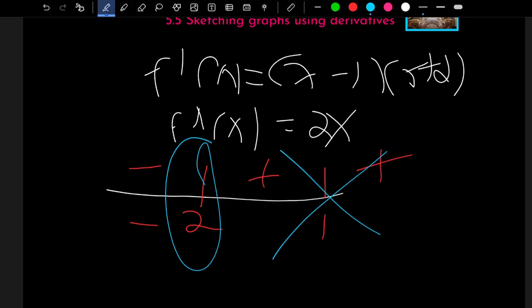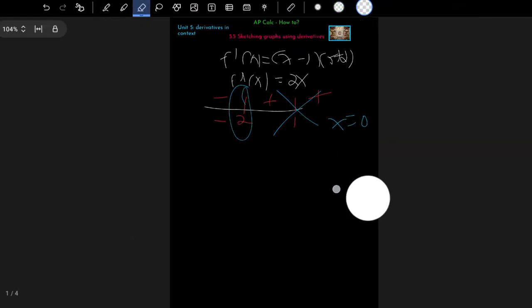Concave down when x is less than 0. Sorry, concave up when x is greater than 0. So it's a POI at x equals 0. And then we can use the sketch to make our graph. Let's go ahead and do this.